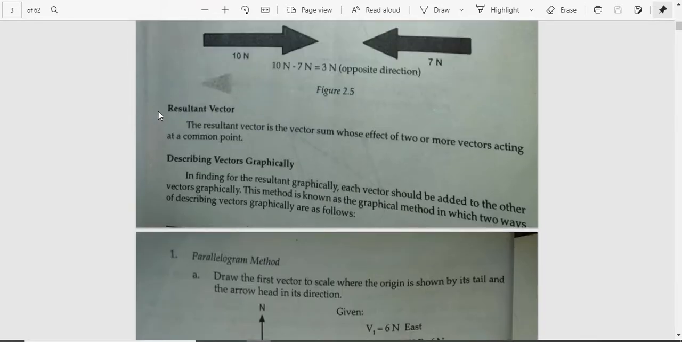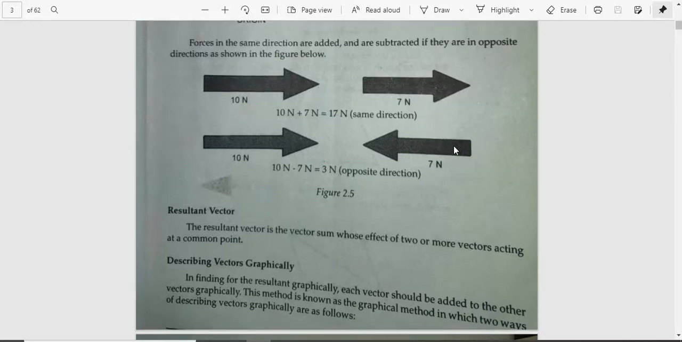Okay? Next, resultant vectors. A resultant vector is a vector sum whose effect is that of two or more vectors acting at a common point. Ibig sabihin, same nga direction. For example, the resultant vector starts sa punta ni sa mga 10N. So from this point to this point, that is 10N. Then another vector 7N but same direction, connected sila. So that would lead into 17N nga resultant vector.